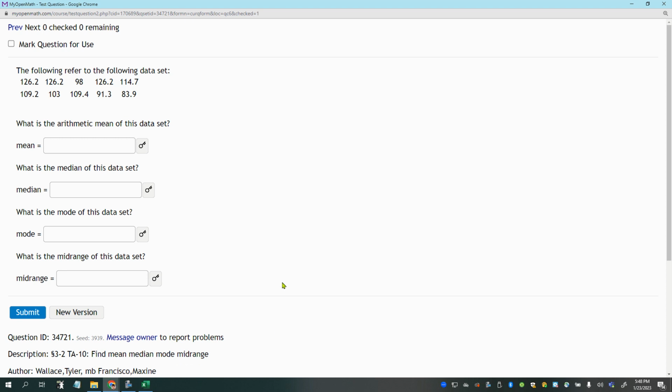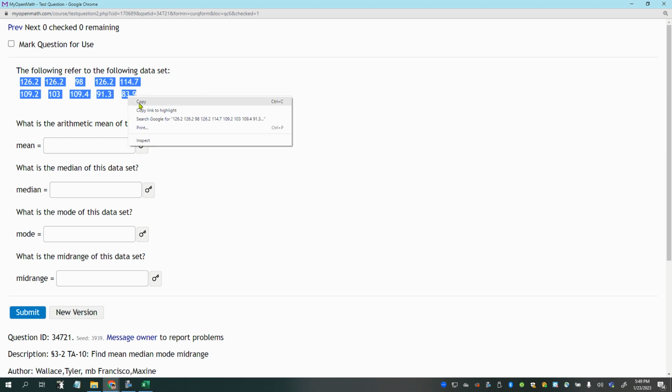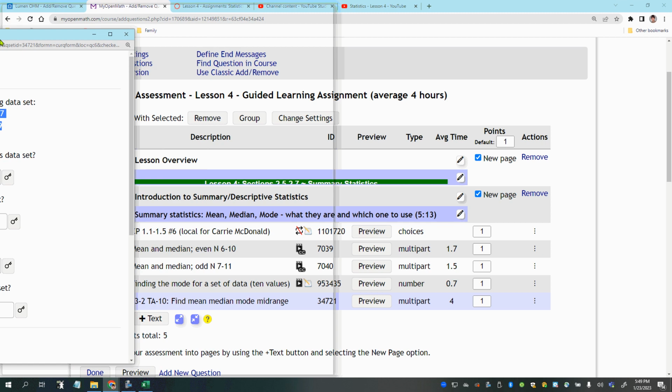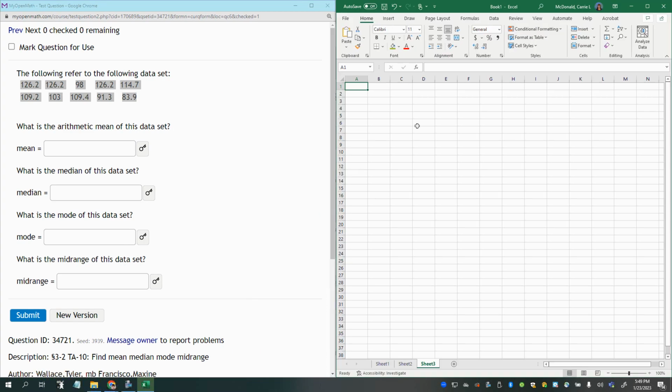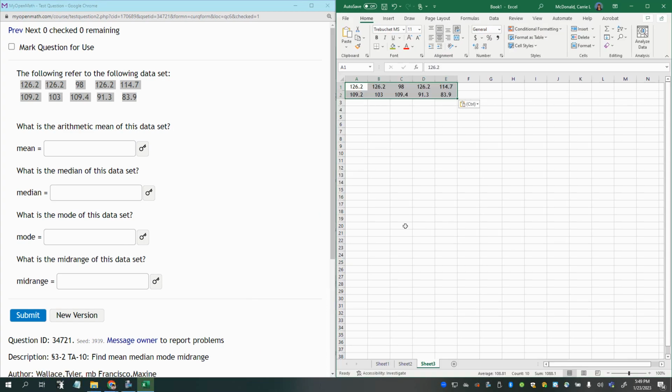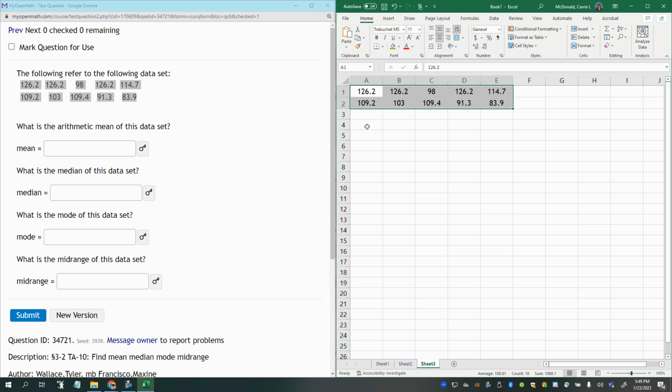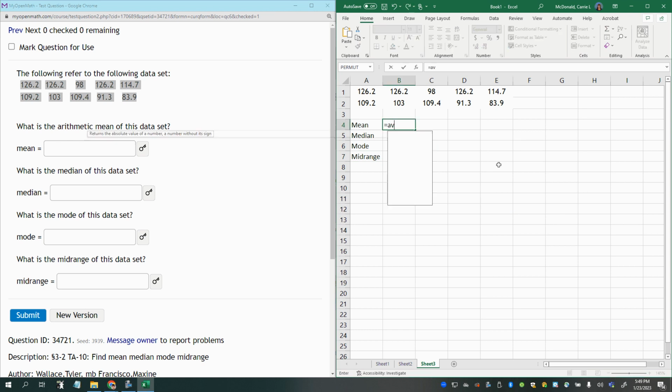All right, so quick explanation. Copy the data. Okay, so select the data, right click and copy. And we're going to put that right into Excel. And now that I've got my data in there, I'm going to calculate my mean, my median, my mode, and my mid-range using Excel functions.